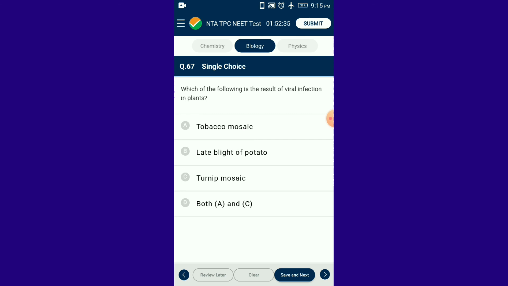Question number 67. Which of the following is the result of viral infection in plants? Tobacco mosaic and turnip mosaic. Both are the result of viral infection in plants. Tobacco mosaic virus causes tobacco mosaic disease in tobacco plants. The second one, turnip mosaic virus, causes turnip mosaic with chlorotic lesions. Mosaic and mottling are the common symptoms of the disease.